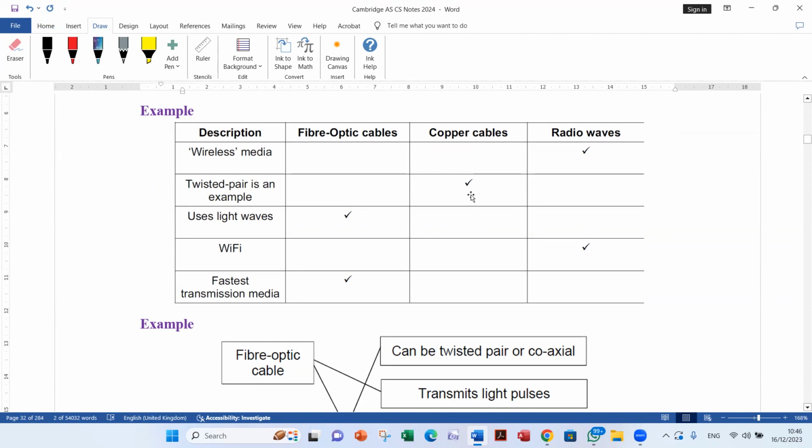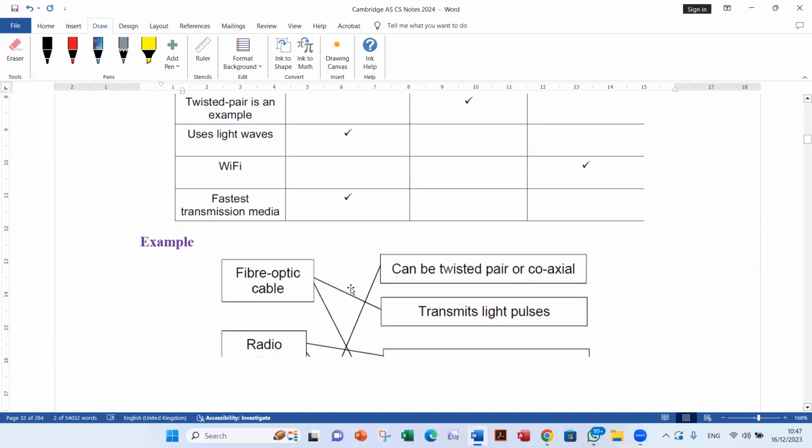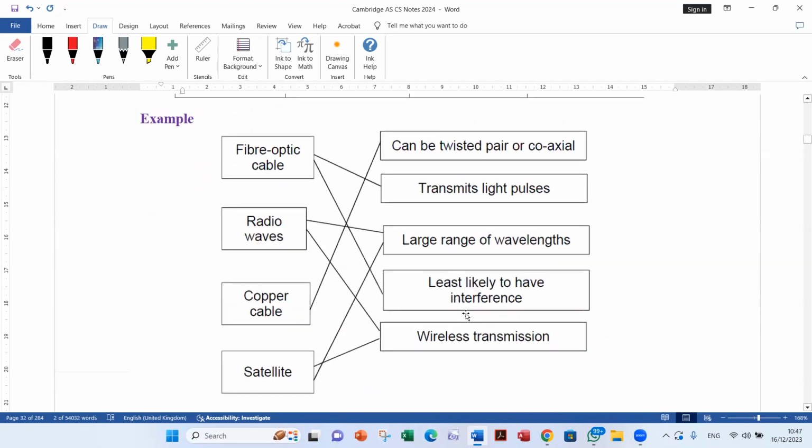You have copper cable. Uses light waves, so it is fiber optic cables. Wi-Fi is radio waves. Fastest transmission media, this is fiber optic cables. Again, more questions. Fiber optic cable transmits light pulses and is less likely to have interference. So here you are connecting to more than one option. Okay, so fiber optic is transmitted using light pulses, and it is less likely to have interference.